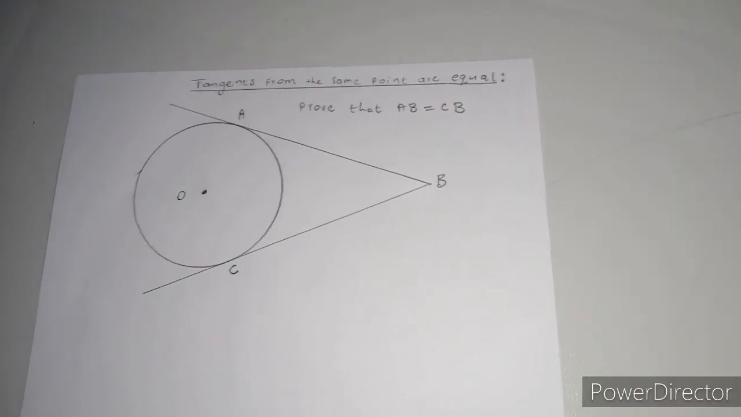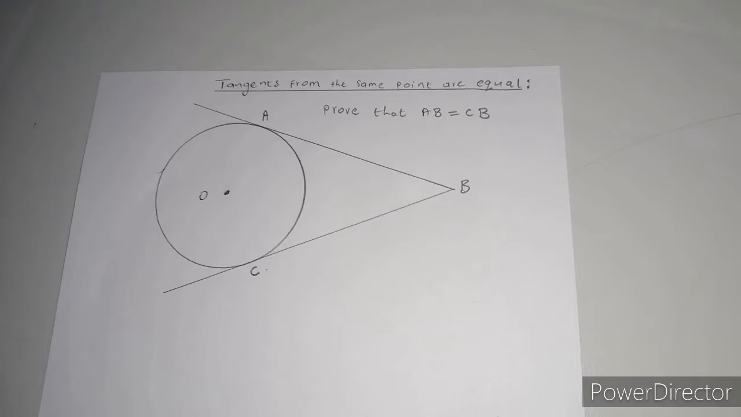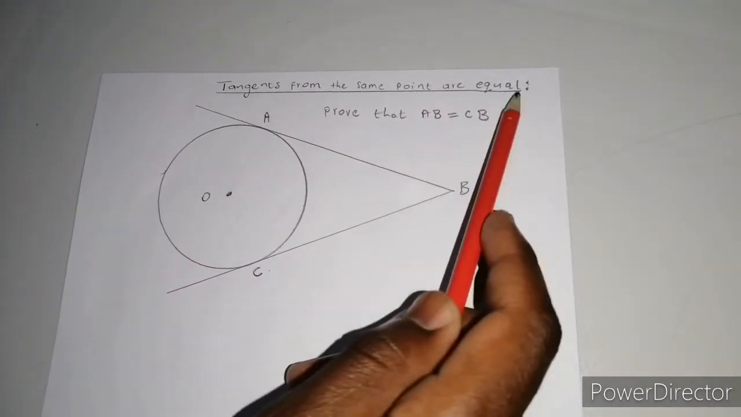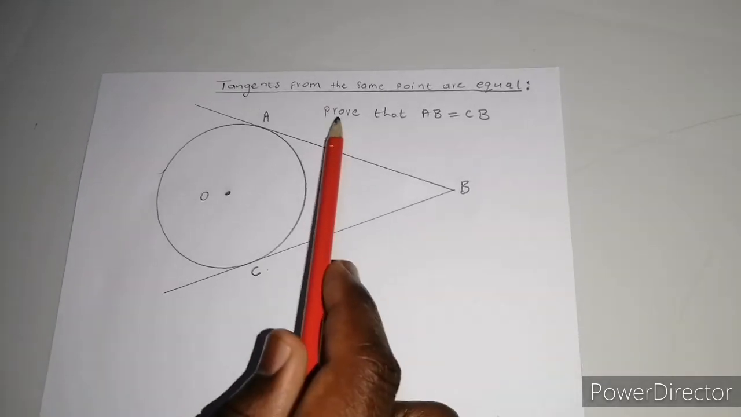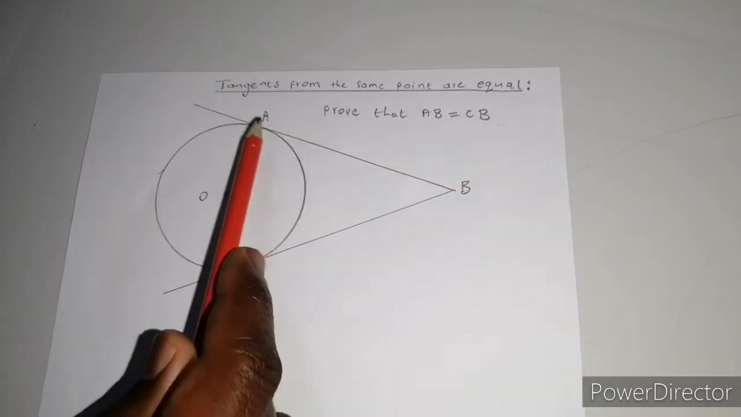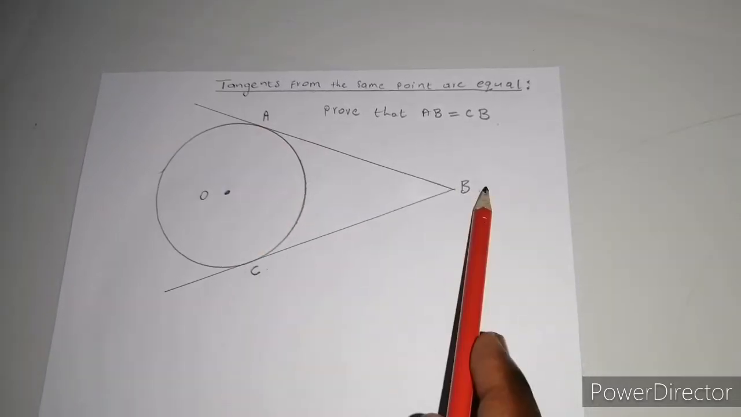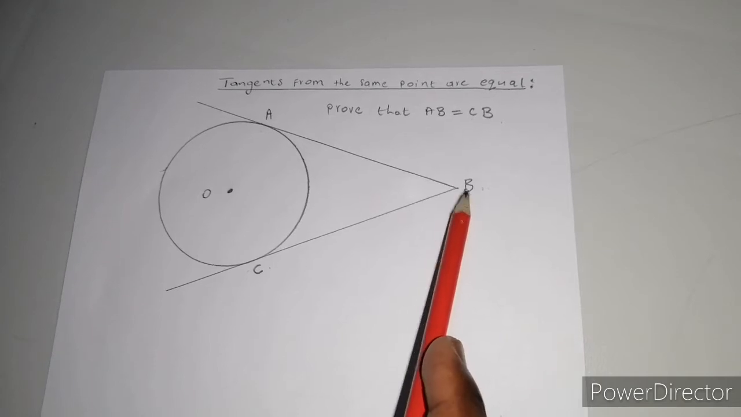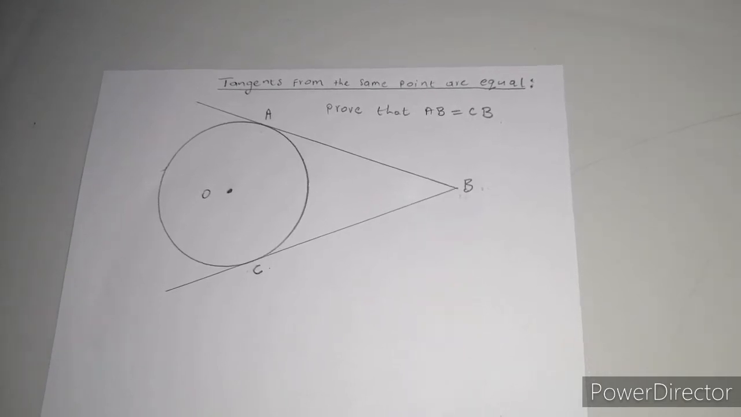Boys and girls, here is the last theorem. Tangents from the same point are equal. Now we're going to prove that AB is equal to CB. These two tangents meet at point B. That's what we're going to prove.